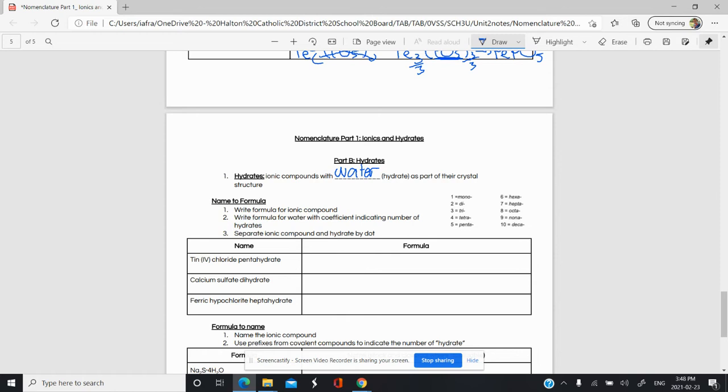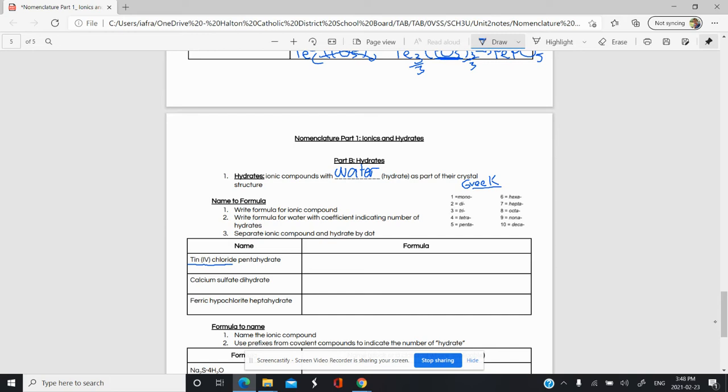So to write a formula for the hydrate, you first write the formula for the ionic compound that's in the name of the hydrate, and then you put a dot, and you write how many water molecules would be associated with that crystal. How do you know that? Well, you have to look at the Greek prefix. This is the Greek prefix table here. So mono, di, tri, tetra, penta. So use a Greek prefix to indicate how much water you have.